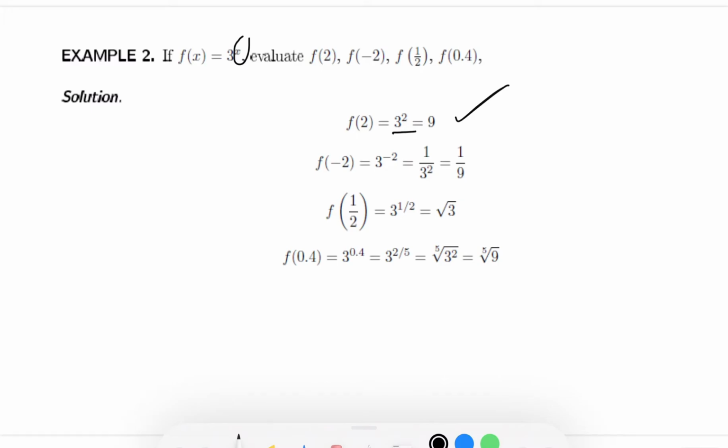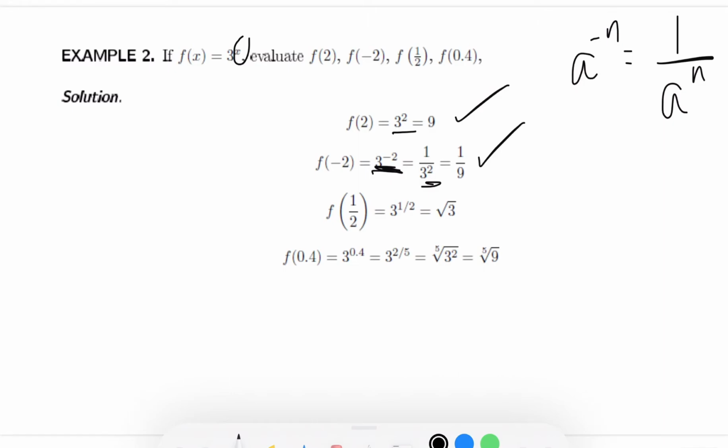Correct. Next, what if negative 2? So substitute. And then by the law of exponents, if we have a raised to negative n, the sign becomes positive in the denominator. So it becomes 1 over 3 squared, so 1 over 9.